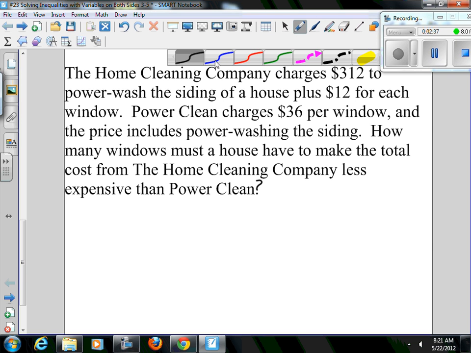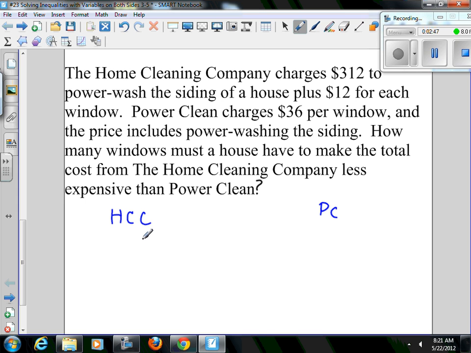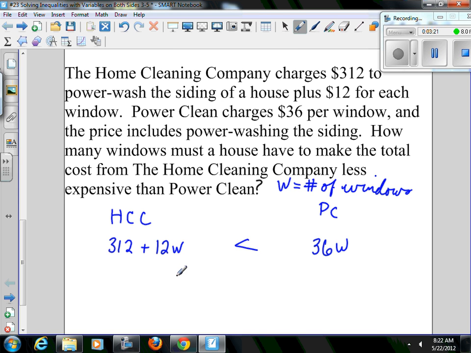Here we go. Now, let's set up some information for the home cleaning company and then for Power Clean. It says that the home cleaning company charges $312 to power wash the siding of the house, so that's a flat fee, plus $12 for each window. So let's call W the number of windows. So $12 times the number of windows. So W equals number of windows. Power Clean just charges $36 per window. So 36 times the number of windows. And we want to know when the home cleaning company is less expensive than Power Clean. So we're going to put a less than symbol between them.